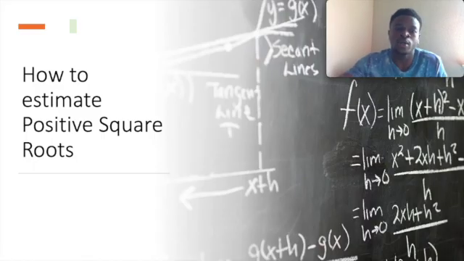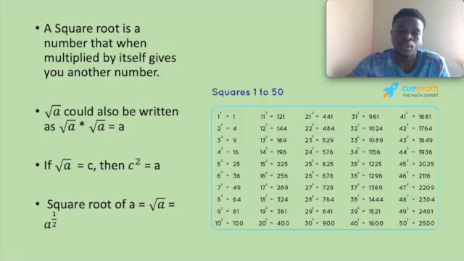Today I plan on talking about how to estimate positive square roots. The definition of a square root is a number that when multiplied by itself gives you another number. On the right side here I have a chart that goes over the squares of 1 to about 50.